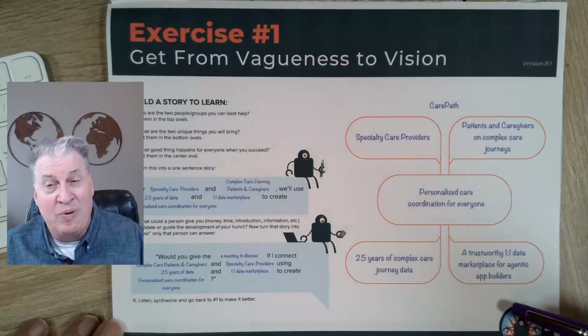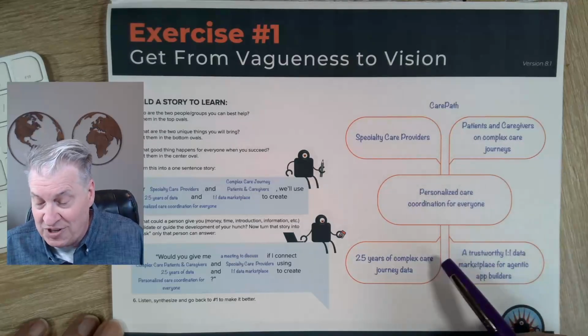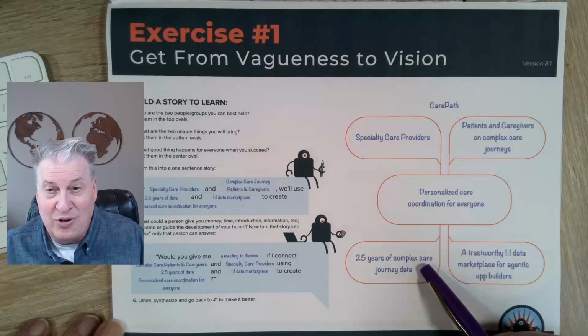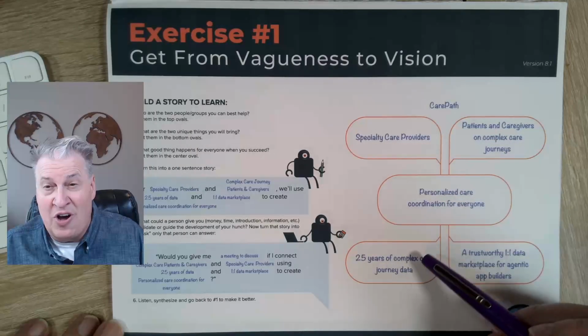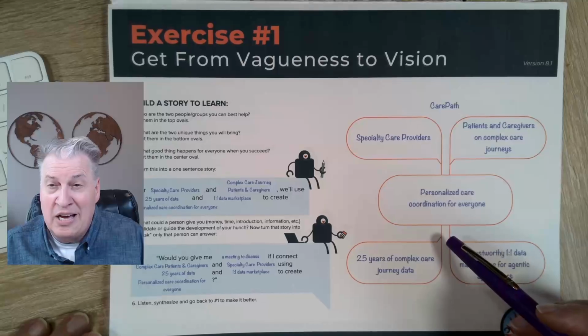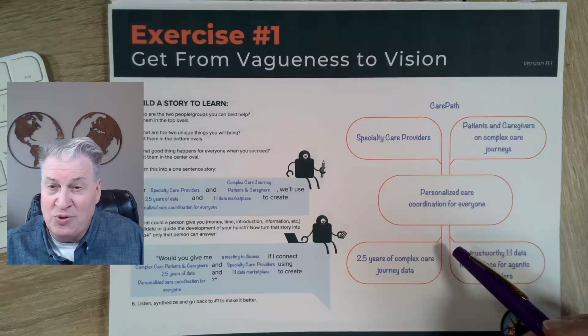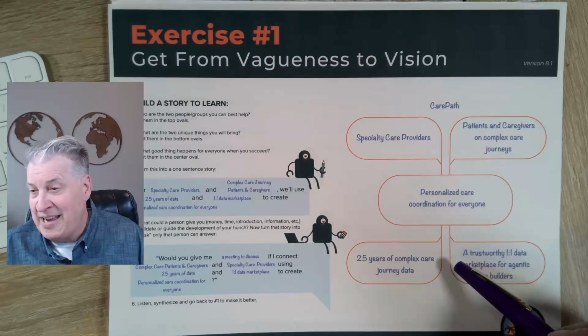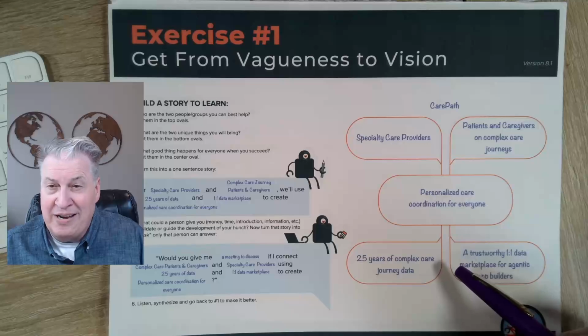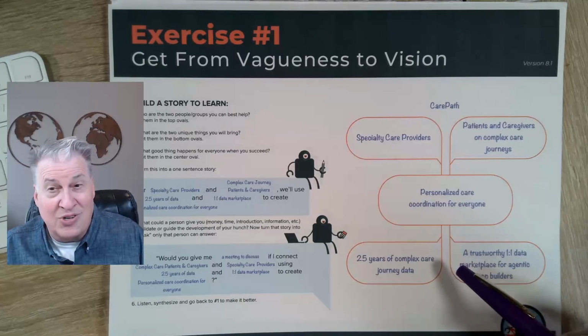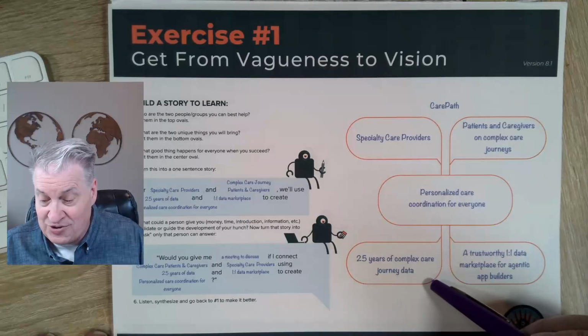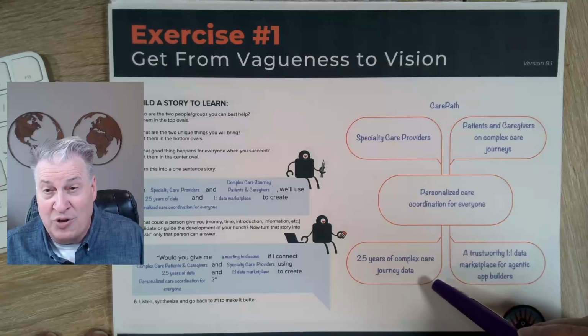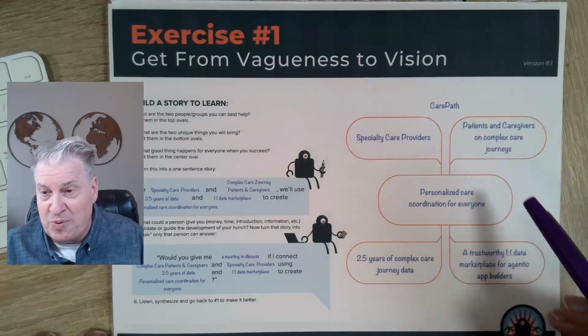What we've identified also that they have that's really interesting is they have 25 years of data about patients on these journeys to really be able to look at that and say, what do those patients need? What kind of care do they get? What kind of coordination of care do they need? There's a lot of data in that 25 years of serving these people and serving these providers.